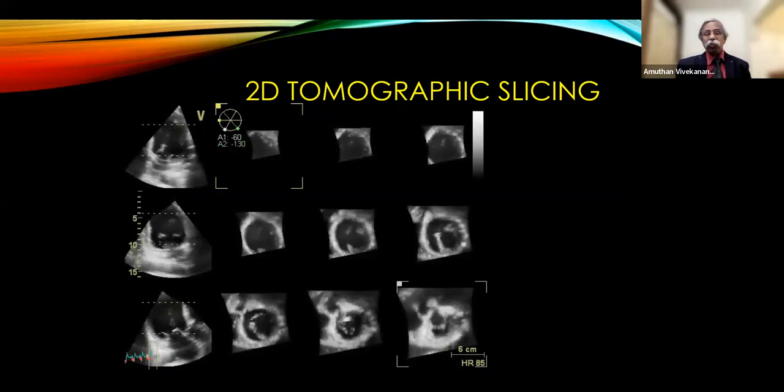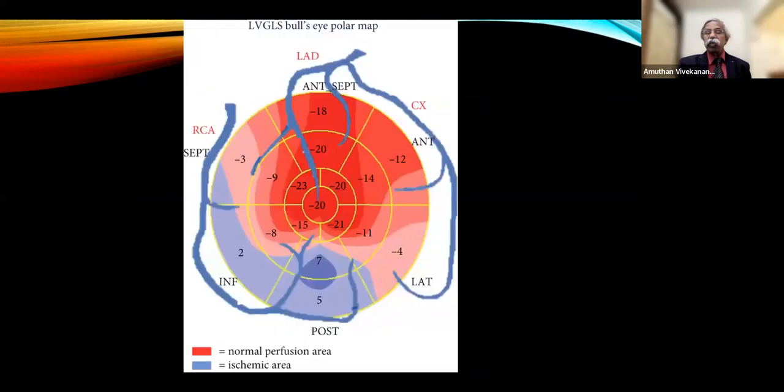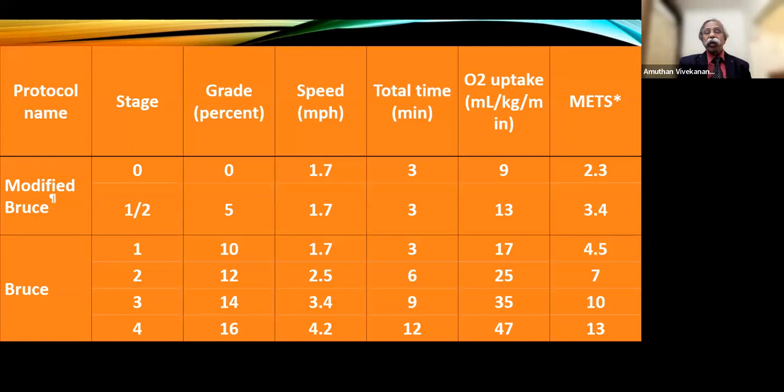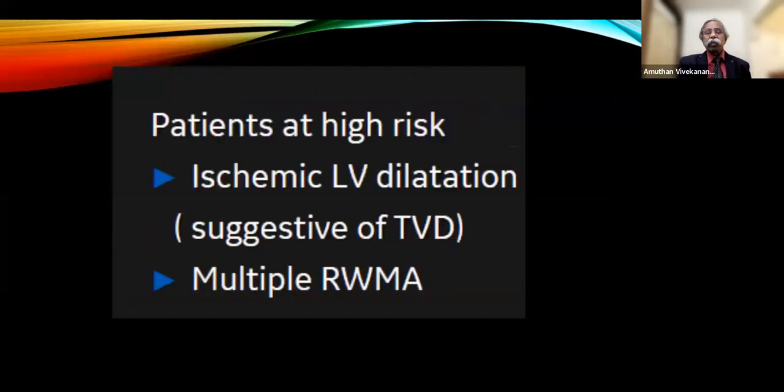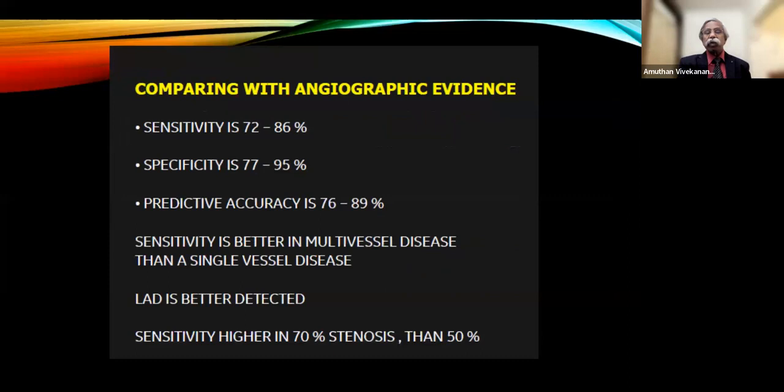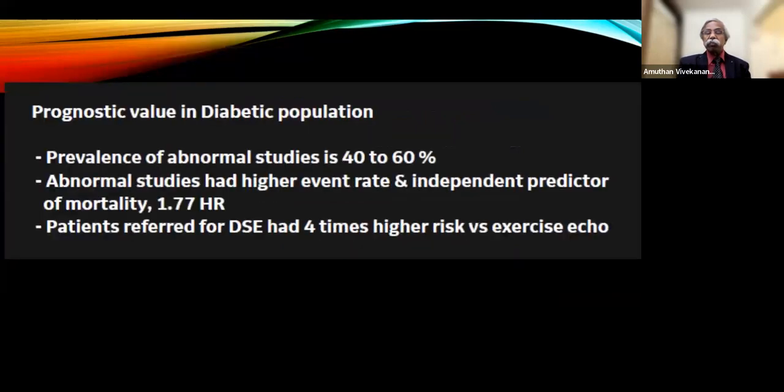views, that is apical 4-chamber, 3-chamber, and 2-chamber. If you have a 3D echocardiograph, just take triplane view. That's all. It's very easy to see that. And treadmill has that advantage, and uniformly you can find out. The sensitivity is around 72 to 86%, specificity is around 77 to 95%. So these are the values. LAD is better detected in this.